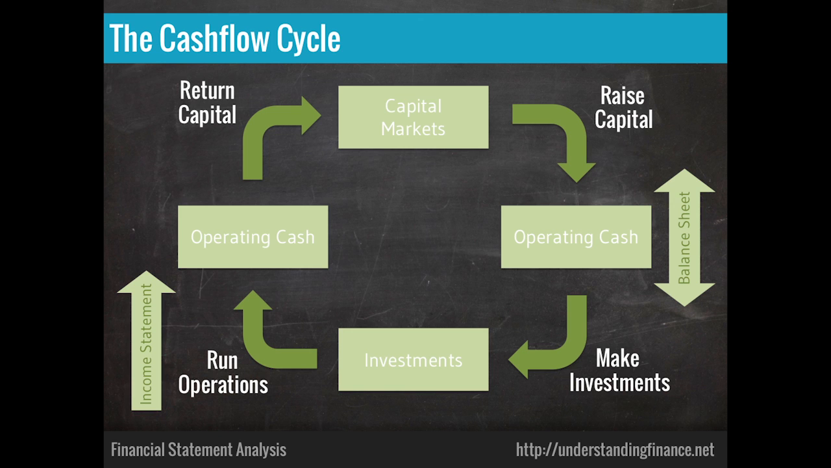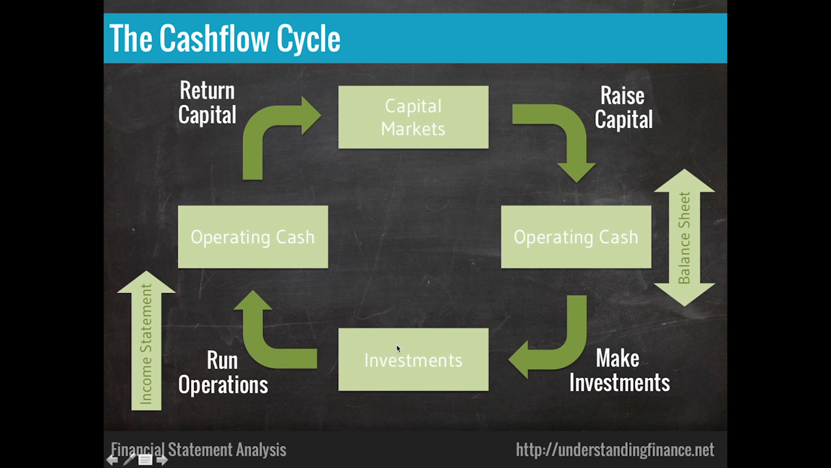So the first two stages of the cash cycle, raising capital and making investments, are measured by a statement called the balance sheet. And the operating side of the cash cycle, to try and figure out whether we're generating more cash than we spend, is measured by a second statement called the income statement, also known as the profit and loss statement. And those are the two statements we're going to cover today.